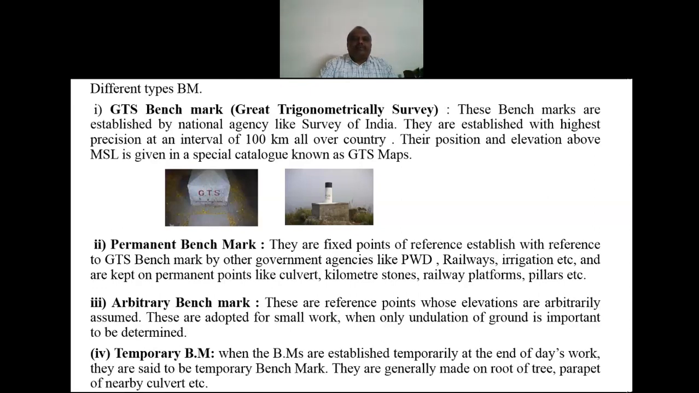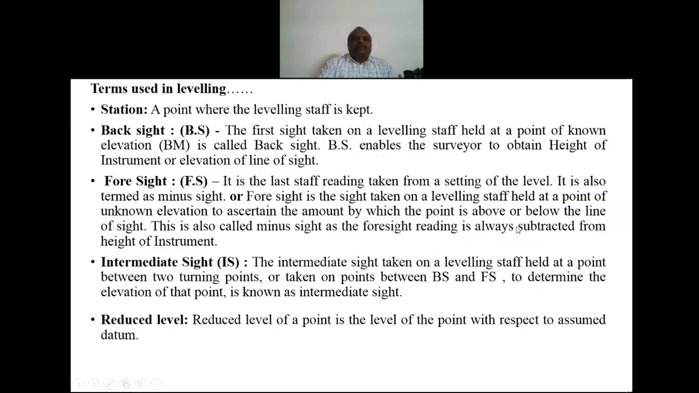And the fourth one is temporary benchmark. When benchmarks are established at the end of the day, they are said to be temporary benchmarks. They are generally made on roots of trees, parapet wall nearby the culvert, or any permanent objects. What is station? Station is a point where the leveling staff is kept.